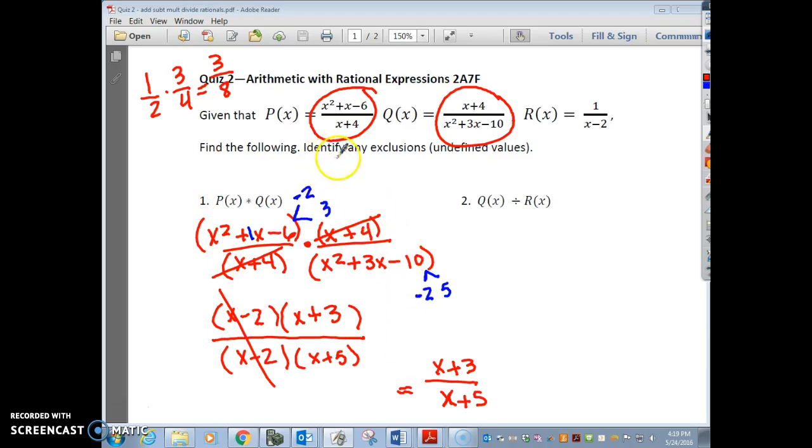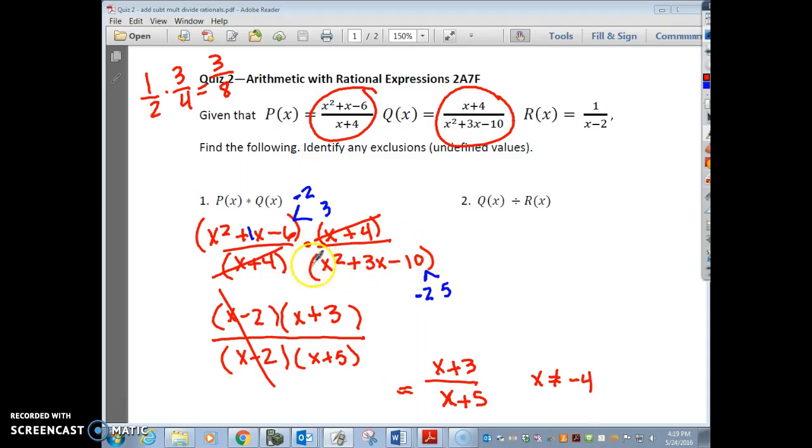Okay. It also says to identify any exclusions. Exclusions means anytime this falls apart, anytime this doesn't make sense. Now, a fraction is like a division problem, which means I cannot divide by 0. So I'm looking at the denominators. I'm looking at this. When is this equal to 0? When x is what? -4. So x cannot equal -4.